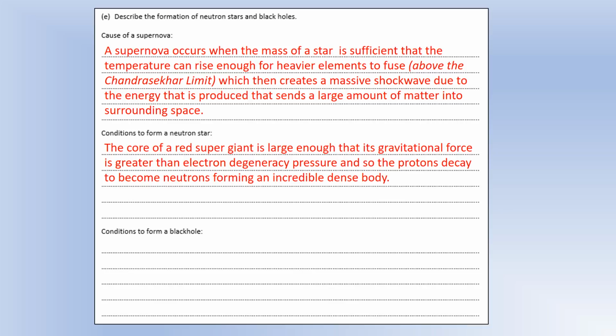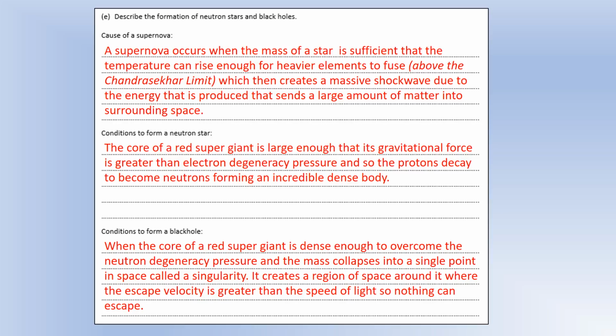So a neutron star is the core of the red supergiant that is formed, and because the mass is large enough, you can actually overcome the electron degeneracy pressure. And so what happens is you get protons decaying to become neutrons, and that's why it's described as a neutron star, because it's made of just neutrons. And because the whole star is made of neutrons, it's incredibly dense, and it has the same density as a nucleus does. A black hole happens to even bigger mass stars.